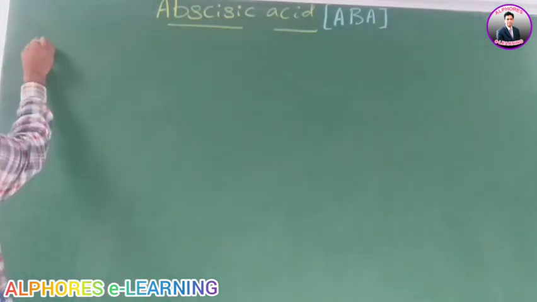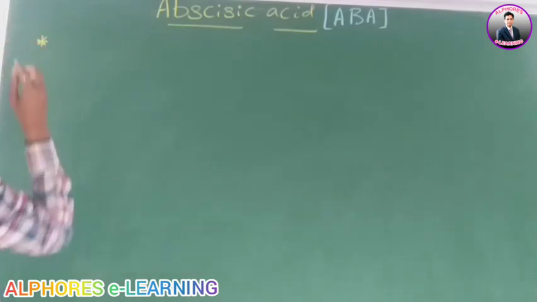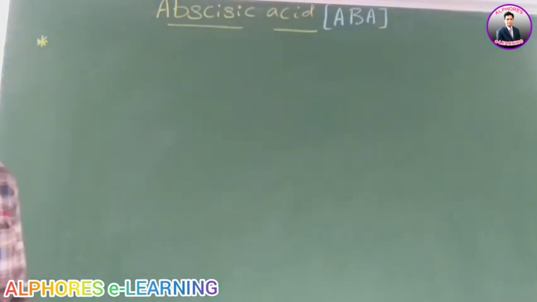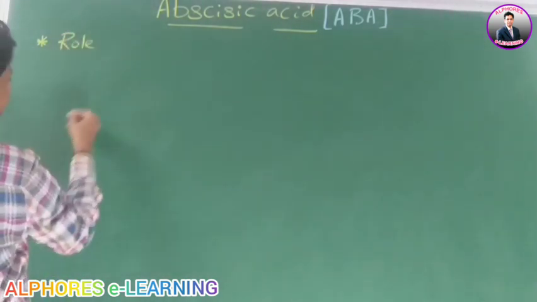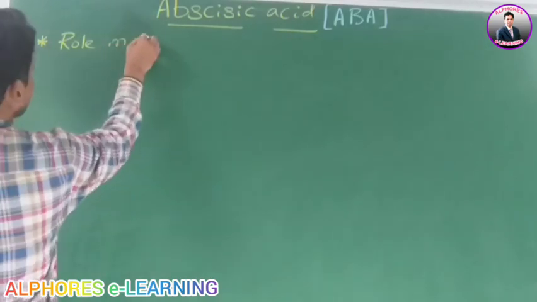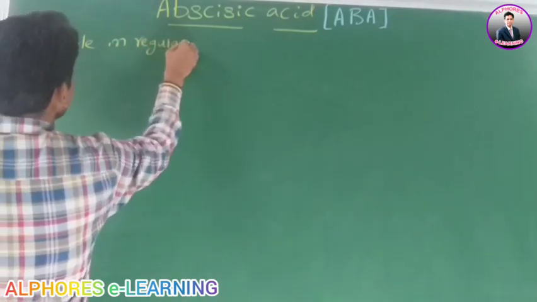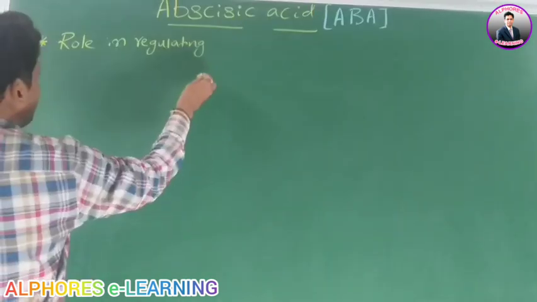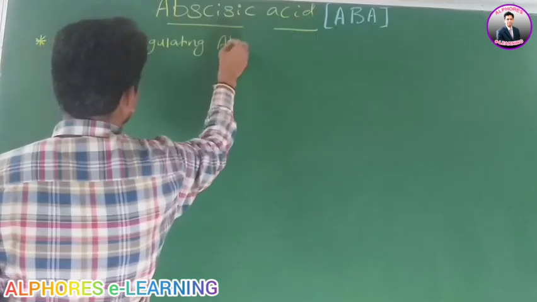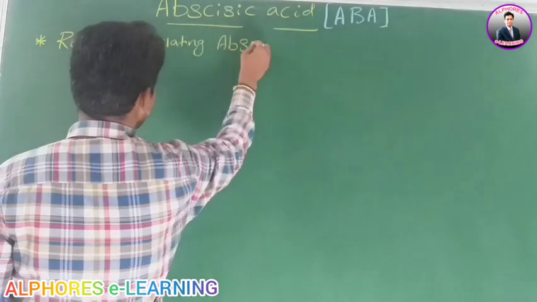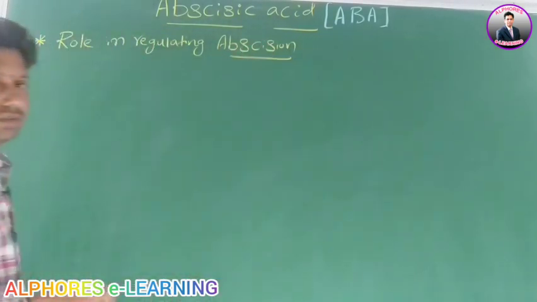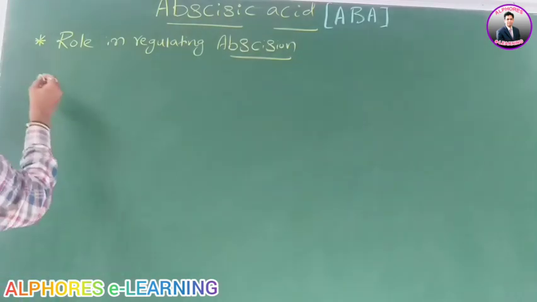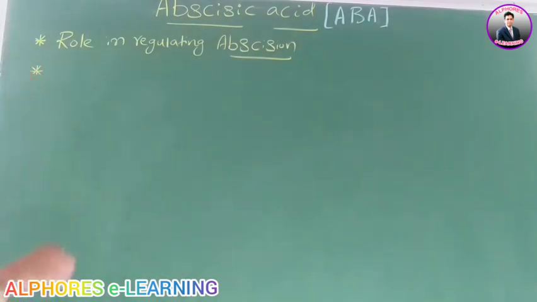Now, listen here. This abscisic acid plays a role in regulating abscission, right? Therefore, it has a role in regulating abscission. Is it okay? This abscisic acid is a plant growth inhibitor.